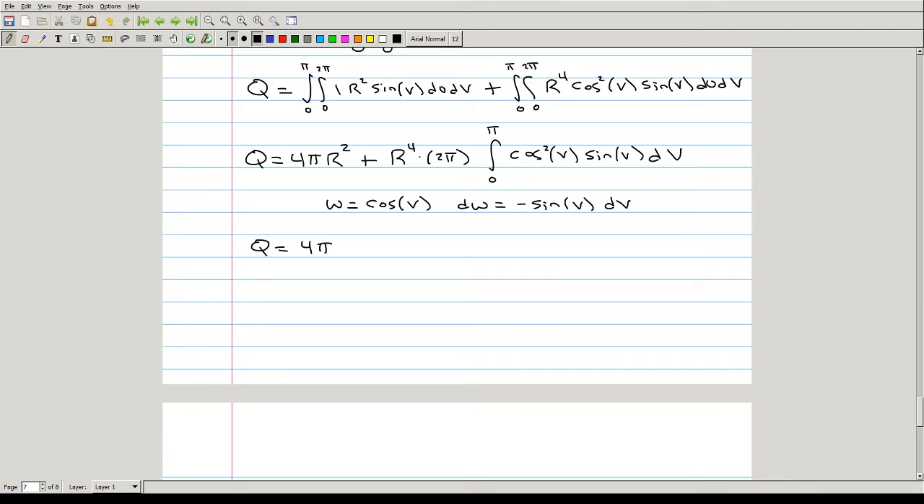And the total charge on the sphere is 4 pi r squared plus 2 pi r to the fourth times the integral. When v is 0, cosine is cosine of 0, which is 1. When v is pi, cosine of pi is negative 1. And then we have w squared, and sine of v dv is negative dw. So the total charge on the sphere is 4 pi r squared plus 2 pi r to the fourth times the integral from negative 1 to 1 of w squared dw.